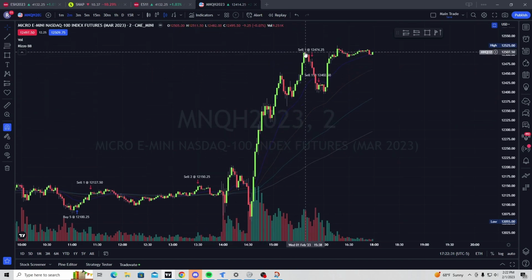And once ES rejected the 40.60 level, we had gotten out of both of these. I was hoping for a little bit more of a push, but had to get out of the last one here.